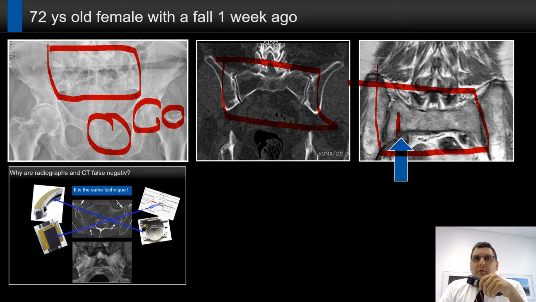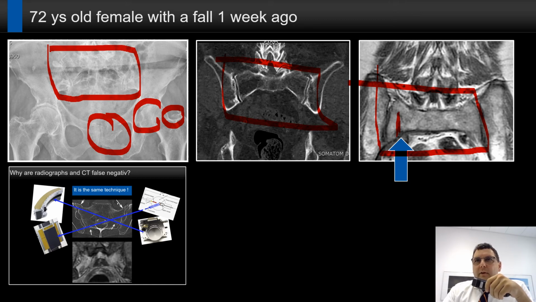So why could you not see anything on X-ray and CT? Well, this patient definitely has osteoporosis, as you can see on the CT exam. And in osteoporosis, you have the problem that you have an X-ray beam going through the bones, and you need to have a certain bone density so that this X-ray beam can actually hit something. Otherwise it goes straight through the bone and you cannot detect anything.